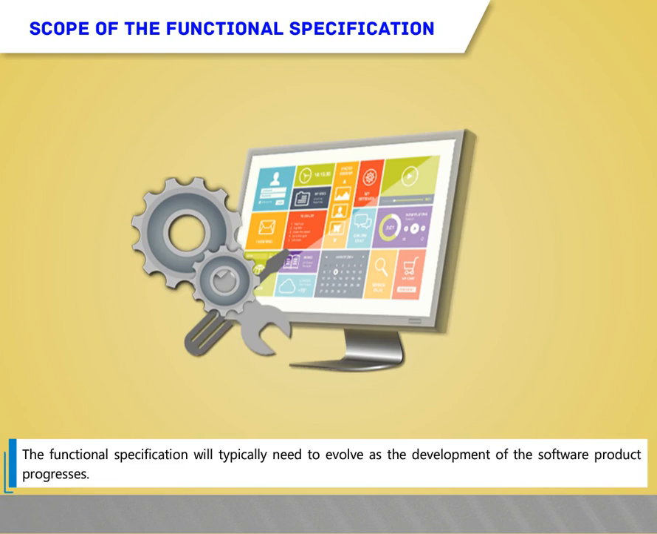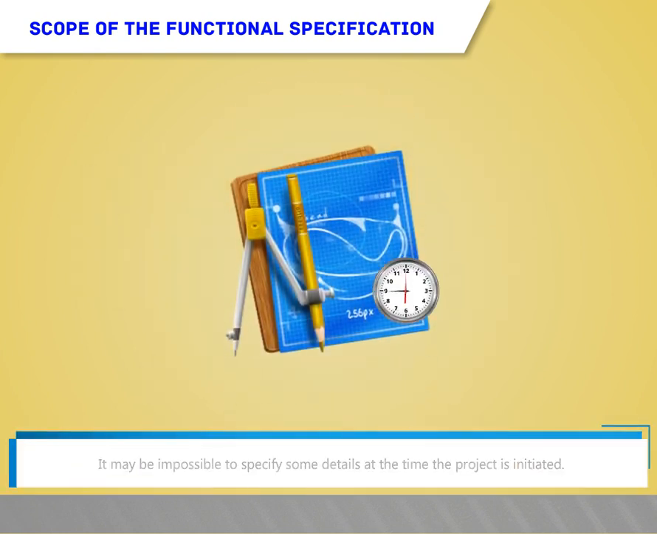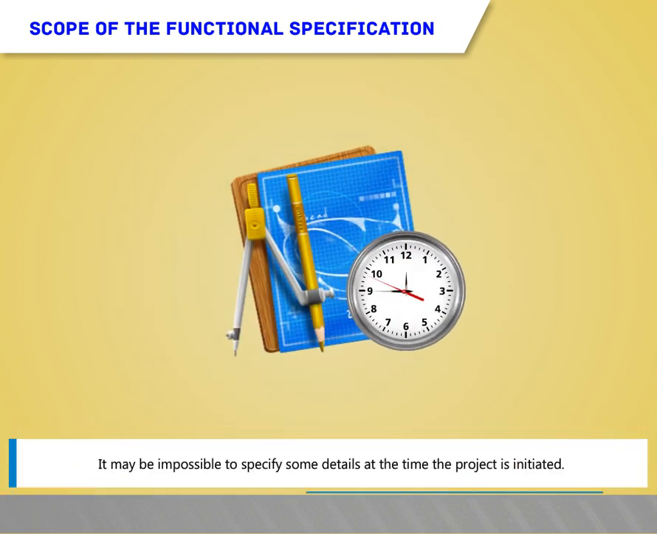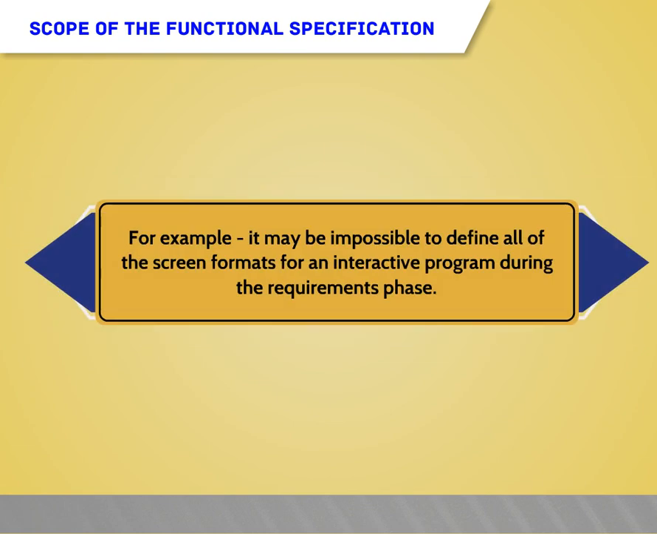Functional specification will typically need to evolve as the development of the software product progresses. It may be impossible to specify some details at the time the project is initiated. For example, it may be impossible to define all of the screen formats for an interactive program during the requirements phase.